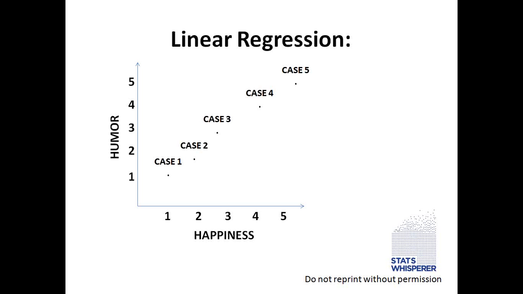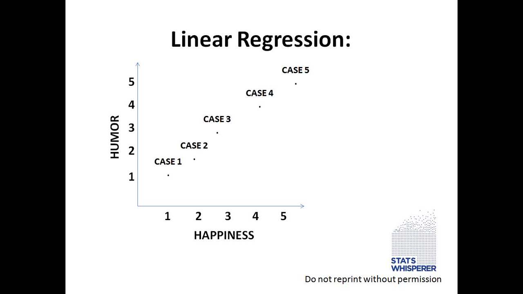Then on the Y-axis, on the side, going vertical, we have humor, and that goes from 1, 2, 3, 4, 5, the same kind of scale, with 5 meaning the most humor and 1 meaning the least. So each scale goes from 1 to 5. If there were a linear relationship between humor and happiness, the points would meet.